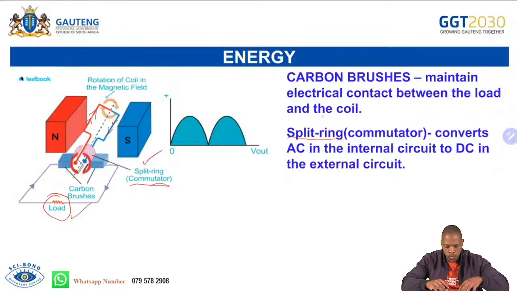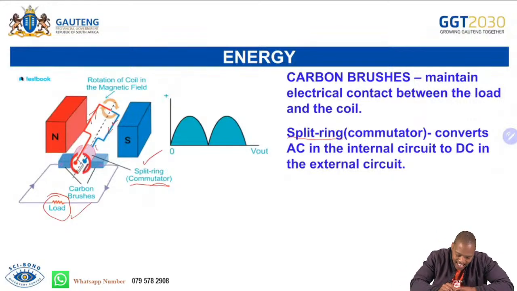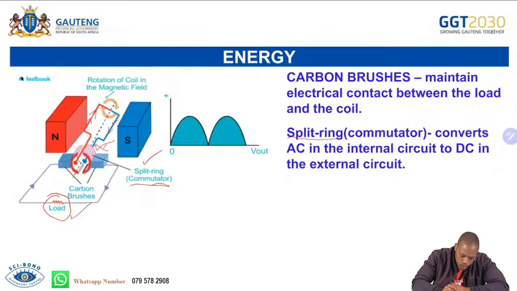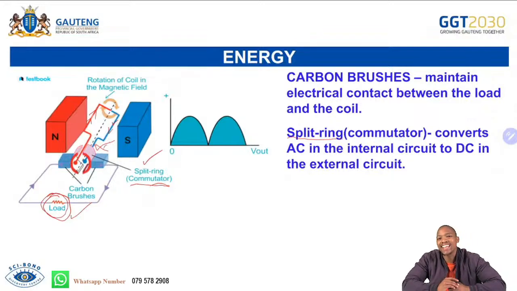And how do you do that? You just look at the rings and only the rings. Once it's a split ring, that's a DC generator, and once it's slip rings, that is an AC generator. All of them are going to have carbon brushes, a coil, and magnets. All of them are going to have a load, since they are all generators, converting mechanical energy into electrical energy.